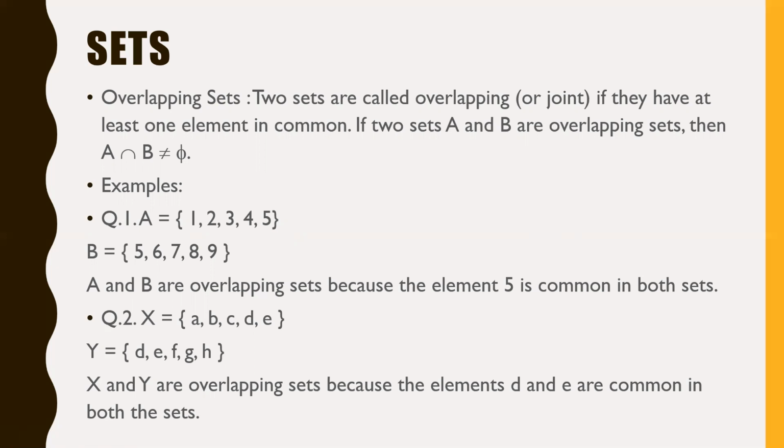Question number 2, X is equal to A, B, C, D, E. Y is equal to D, E, F, G, H. So here also you can see common letters are there. D and E are common letters. So X and Y are overlapping sets, because the elements D and E are common in both the sets.